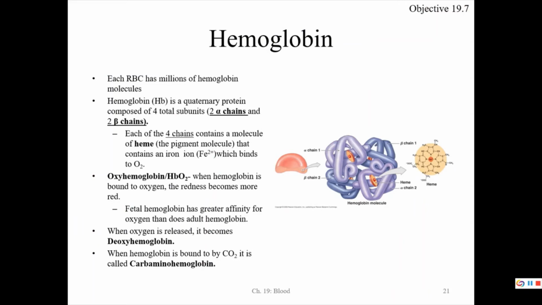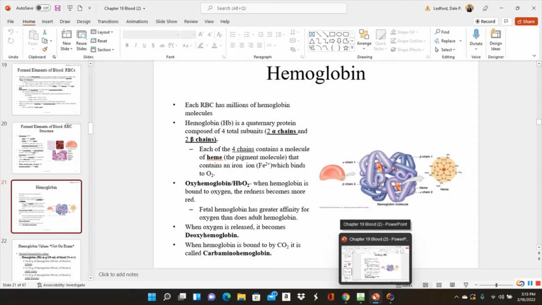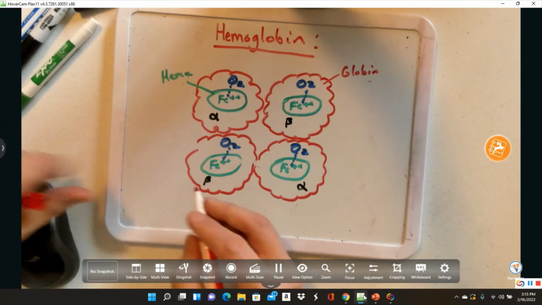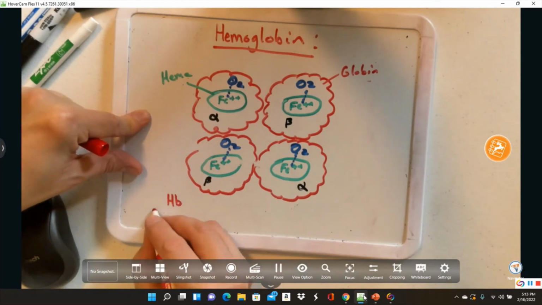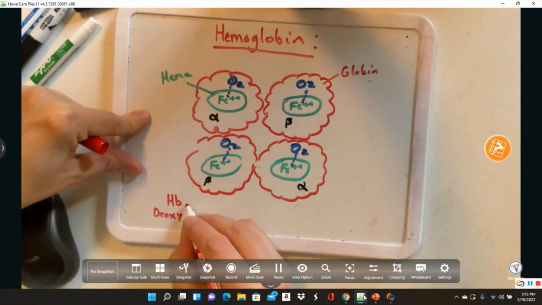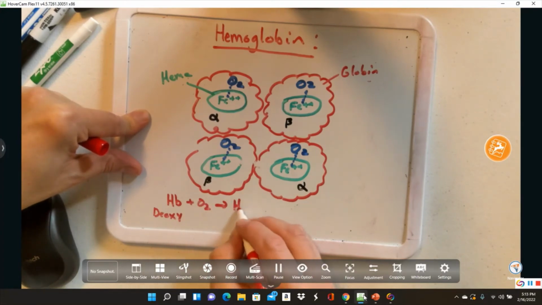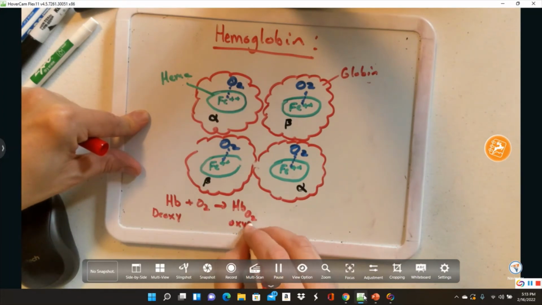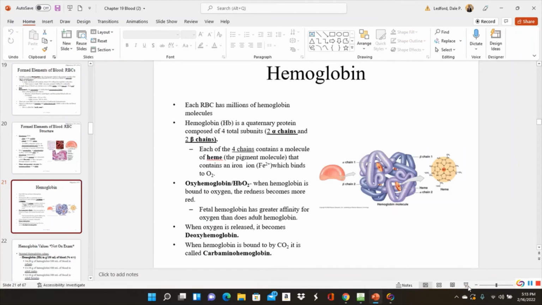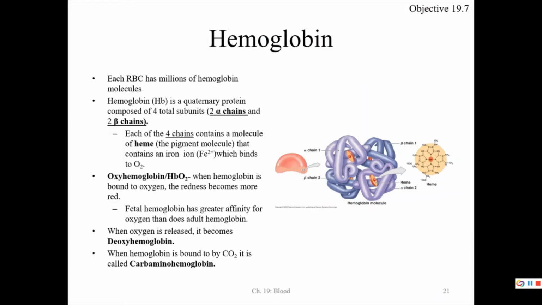Now, you have what is called oxyhemoglobin and deoxyhemoglobin. Hb is deoxyhemoglobin, and then we add O2 and make HbO2, or oxyhemoglobin. Oxyhemoglobin is bound to oxygen. It gets more red, a bright red. Fetal hemoglobin has even higher affinity for oxygen than adult hemoglobin. When oxygen releases, we call it deoxyhemoglobin. When carbon dioxide is bound to it, it's called carbaminohemoglobin.